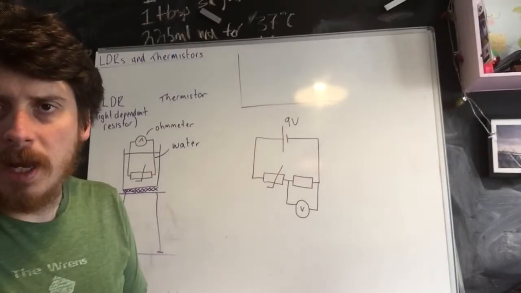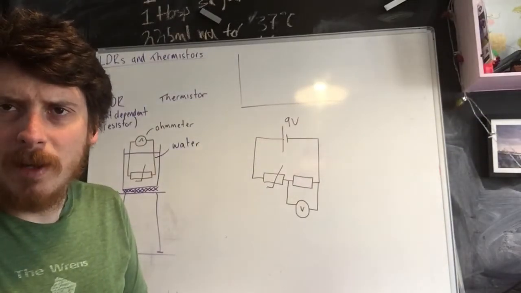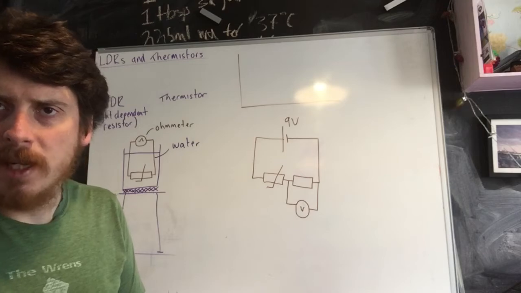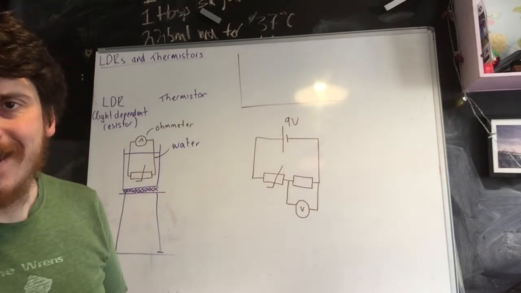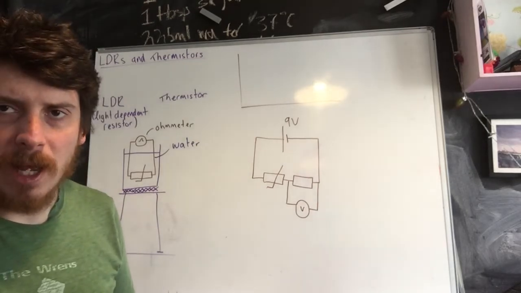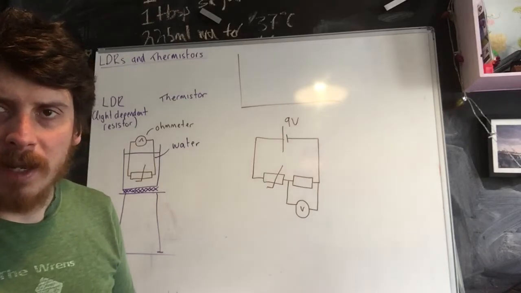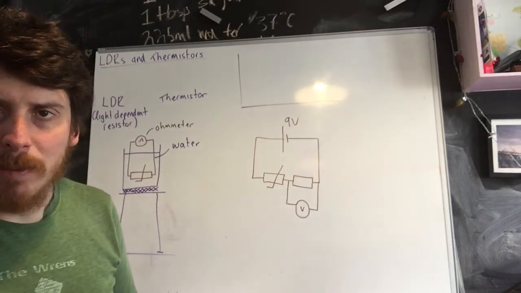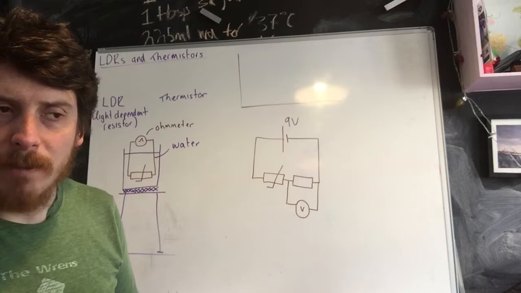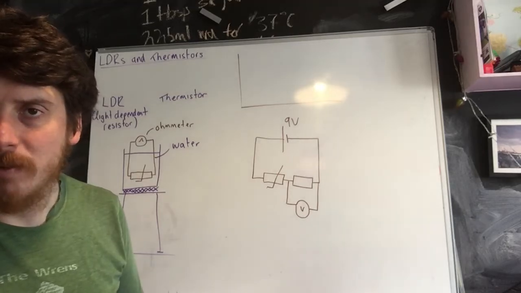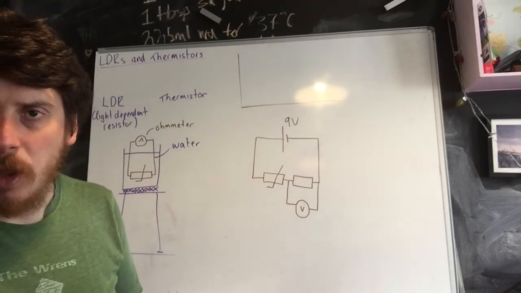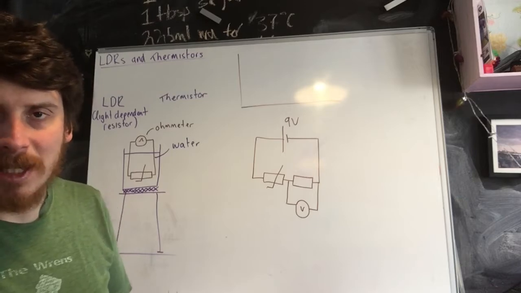Good morning, I'm here to talk to you about light dependent resistors, or LDRs for short, and thermistors. Both of these are resistors that behave in different ways depending on what is affecting them. Light dependent resistors are affected by light and thermistors are affected by heat.